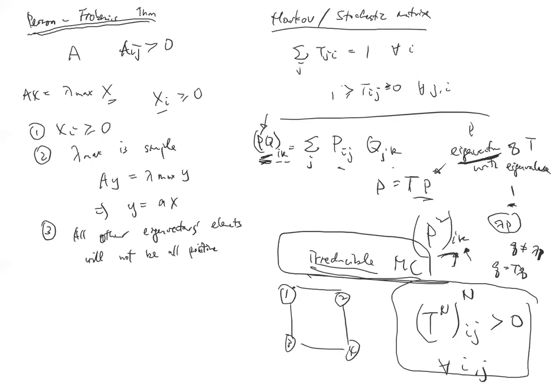All other eigenvectors' elements will not be all positive or all negative. So if I have any other eigenvector, let's say AY equals lambda Y, where this lambda is another eigenvalue, not the same, lambda is not equal to lambda max, then in Y I cannot have all Yi bigger than or equal to zero. This is not possible. So that's basically the Perron-Frobenius theorem.